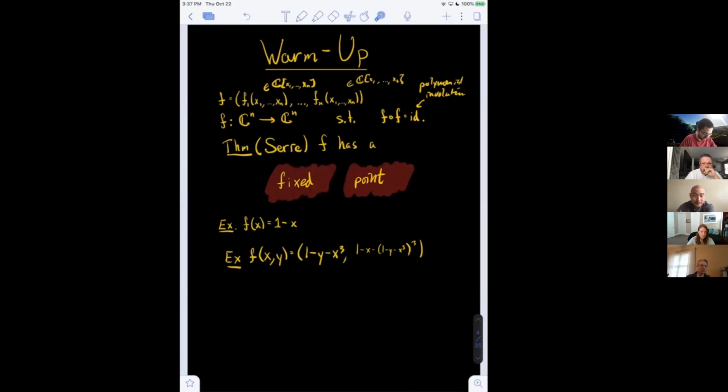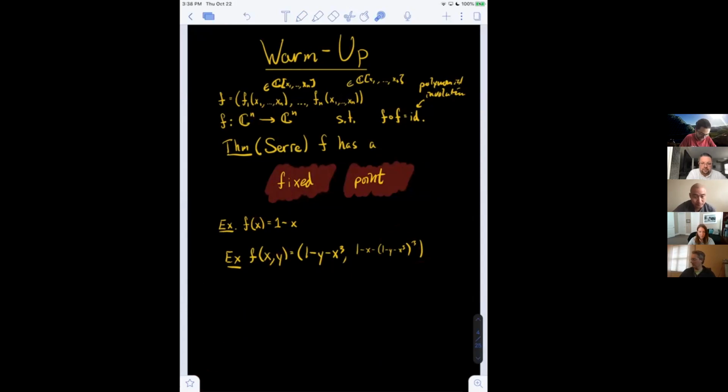So here's one. Here n is 1. I want one polynomial in one variable, and I'll send x to 1 minus x. Okay, and that has a fixed point. What is it? It's x is 1/2, right? 1 minus 1/2 is 1/2. All right, what about this one?